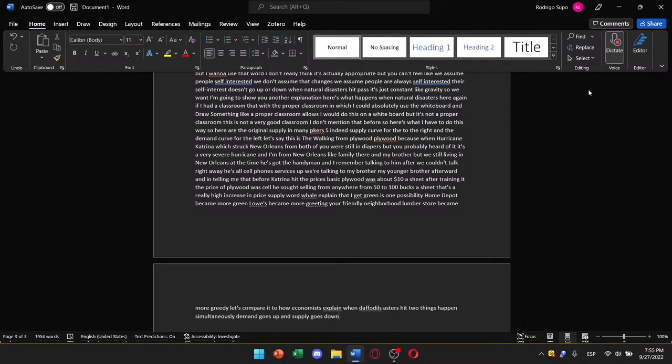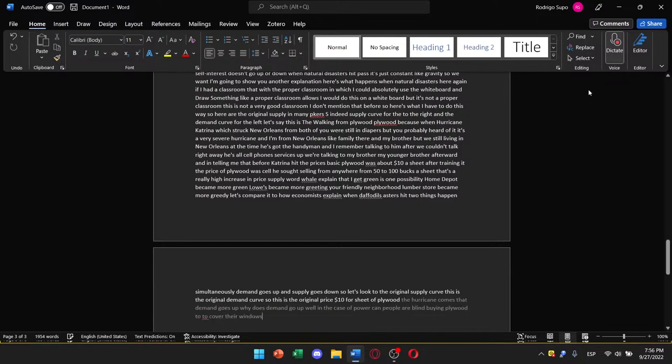So let's look at demand first. This is the original supply curve. This is the original demand curve. So this is the original price, $10 for a sheet of plywood. The hurricane comes. The demand goes up. Why does demand go up? Well, in the case of hurricanes, people are buying plywood to cover their windows to reduce the chances that the wind will break the windows. People don't do that when the weather's nice.